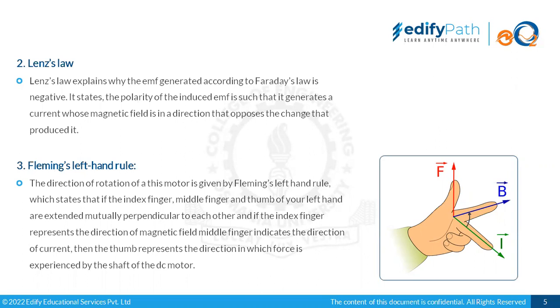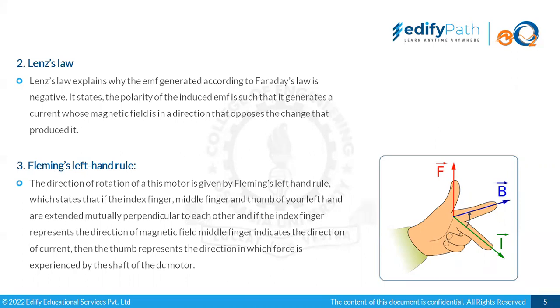Fleming's left hand rule: the direction of the rotation of the motor is given by Fleming's left hand rule. In the left hand, we use the thumb and the two fingers, the middle finger and the index finger. The rule states that if the index finger, middle finger, and thumb of your left hand are extended mutually perpendicular to each other, and if the index finger represents the direction of the magnetic field, and the middle finger indicates the direction of current, then the thumb represents the direction of force experienced by the shaft of the DC motor.